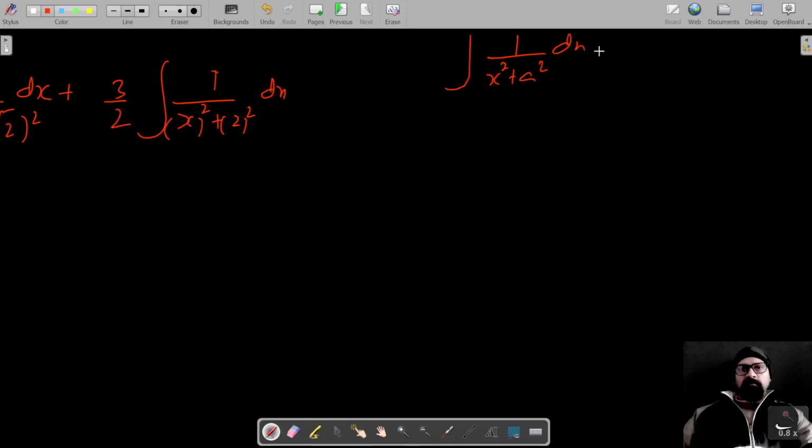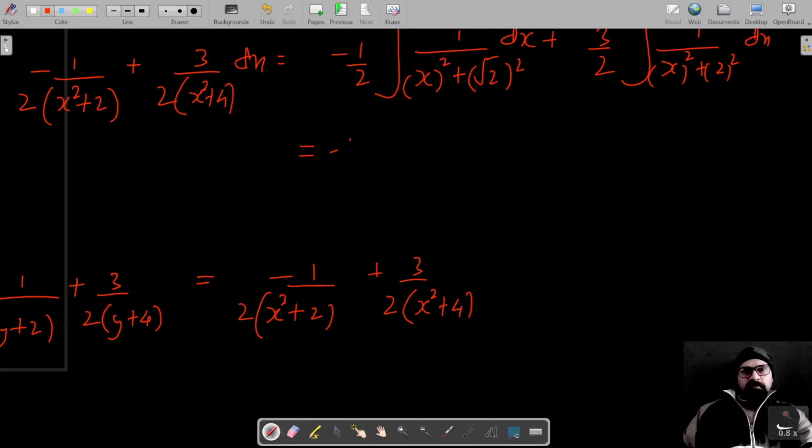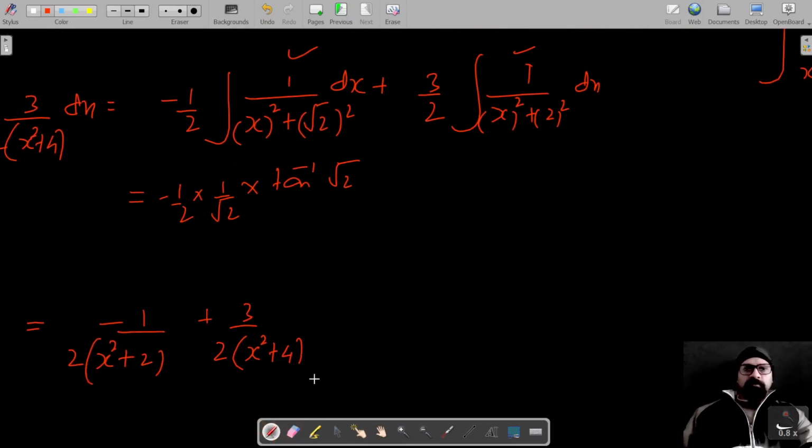So the integration of 1 upon x squared plus a squared is 1 by a into tan inverse x by a plus c. So we are going to use this formula on these two. The first one is now negative half into 1 by a, which is root 2, into the integration, which is tan inverse x upon root 2.